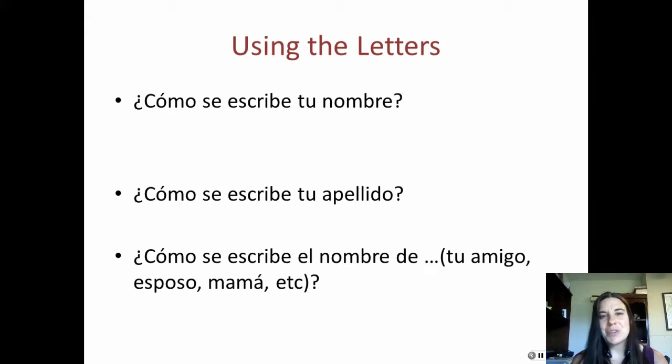¿Cómo se escribe tu nombre? ¿Cómo se escribe tu apellido? I would answer C-A-R-R-I-L-L-O. I have two special letters in my last name. I have the doble R and the doble L.